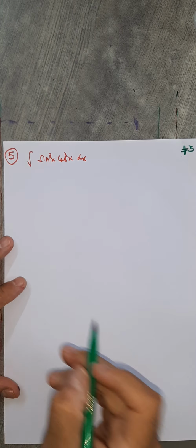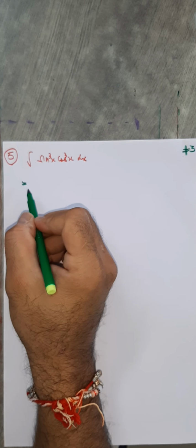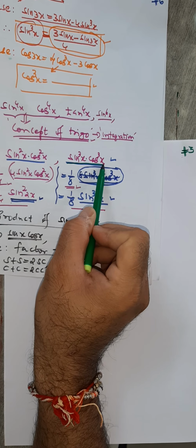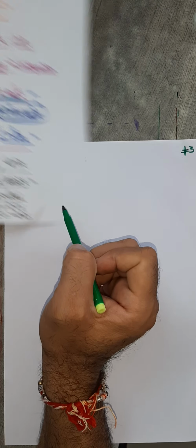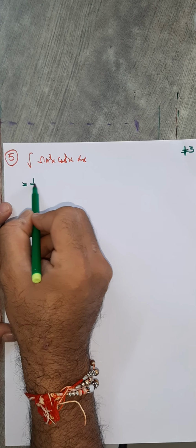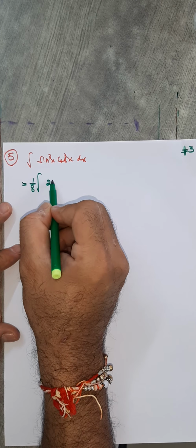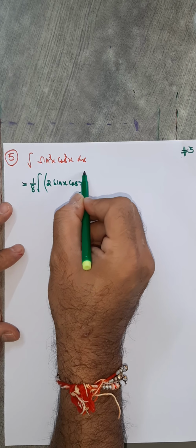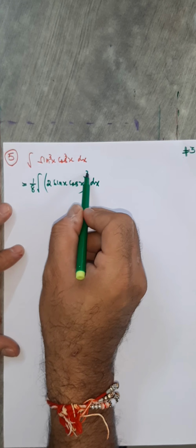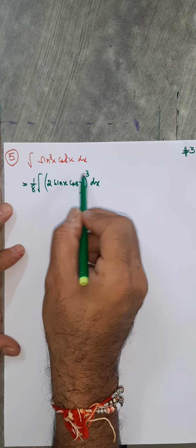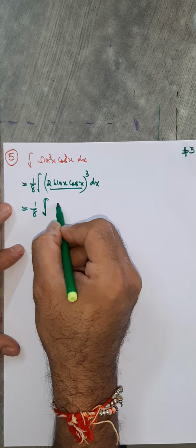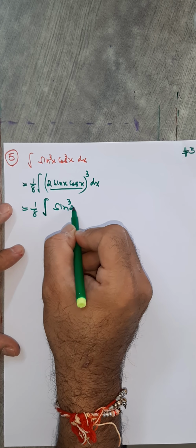Question number 5 here. Sine cube into cos cube. If you remember what we do, we just multiply and divide by 8. If you recall, point number 8: if you have sine cube into cos cube, multiply and divide by 8. So I'm doing this, multiply and divide by 8. So this is (2 sine x into cos x) the whole cube. You must have realized what I did: 2 cube is 8, sine cube, cos cube, I've taken the cube outside. Now what is that inside the bracket? This is sine 2x. So sine cube 2x.